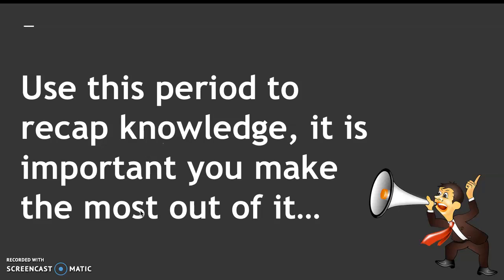We're using this period to recap knowledge. It's so important that you make the most out of this, fourth year. This is the only period I'm willing to dedicate to revision. We should be revising at home every week after we've been over it, even if it's only for 15 minutes, reading over the PowerPoints on Teams or our notes that we take in our jotters. This is the only period I'm willing to make a revision period, so please make the most out of it.